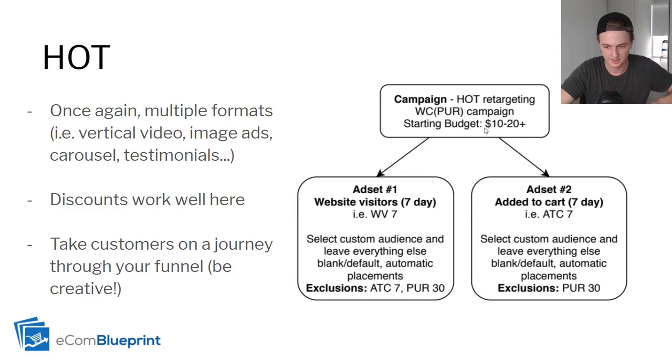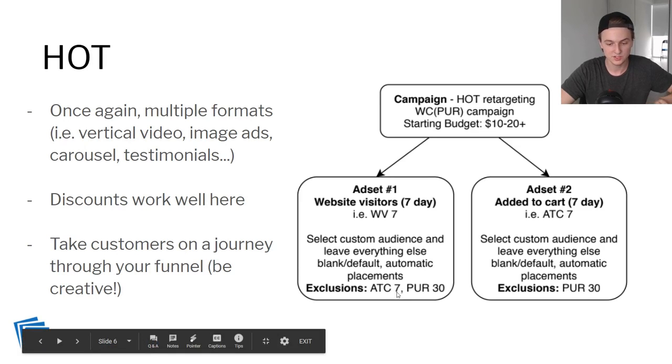And then you have two ad sets in here. So the first ad set is just website visitors in the last 7 days. So you want to just select that custom audience, website visitors in the last 7 days, leave everything else blank, automatic placements, and then the exclusions are add to cart in the last 7 days and purchase in the last 30 days, because we don't want to retarget people who already bought, especially not people who just bought, right? Because they're going to be annoyed if we keep spamming them with ads and they haven't received their product. And so, website visitors here, and then exclude add to cart 7, purchase in the last 30 days.